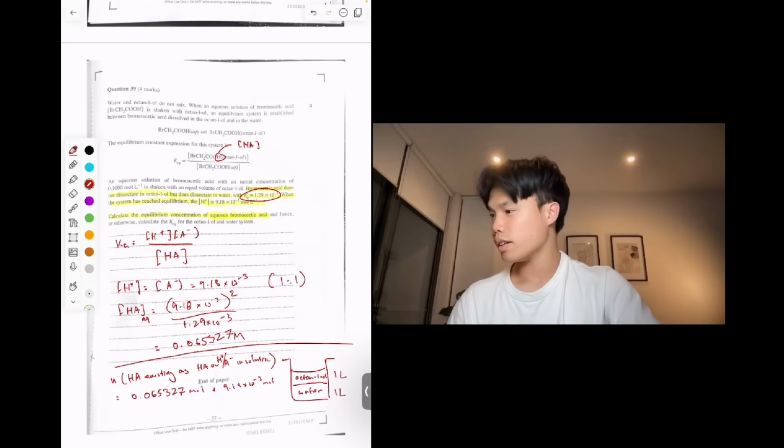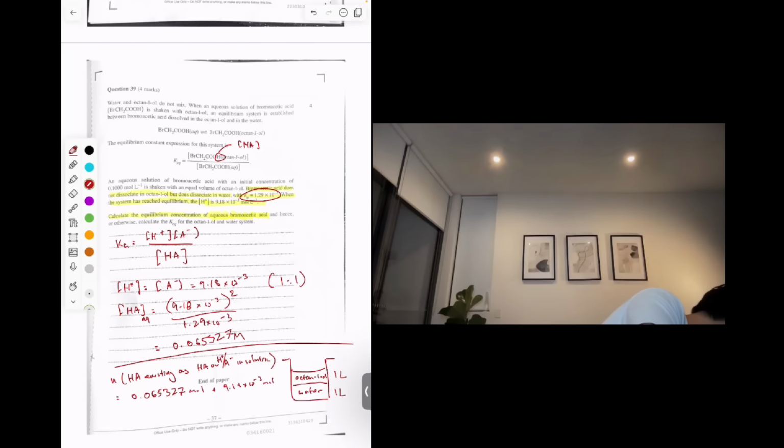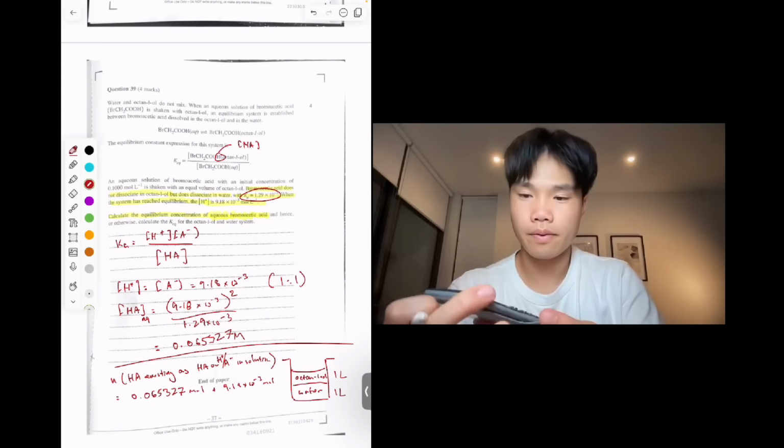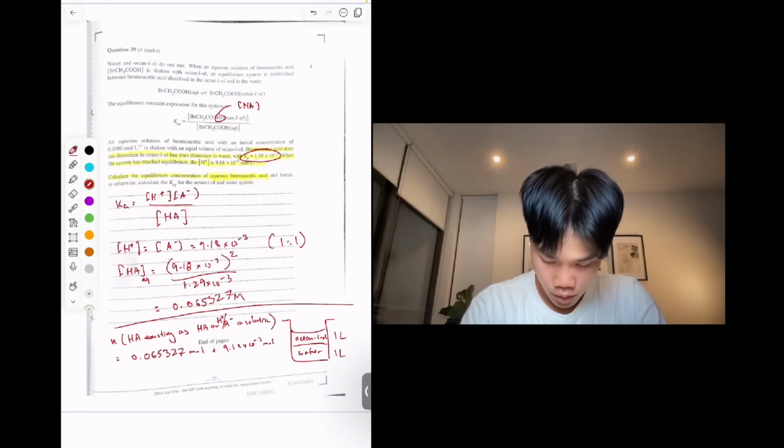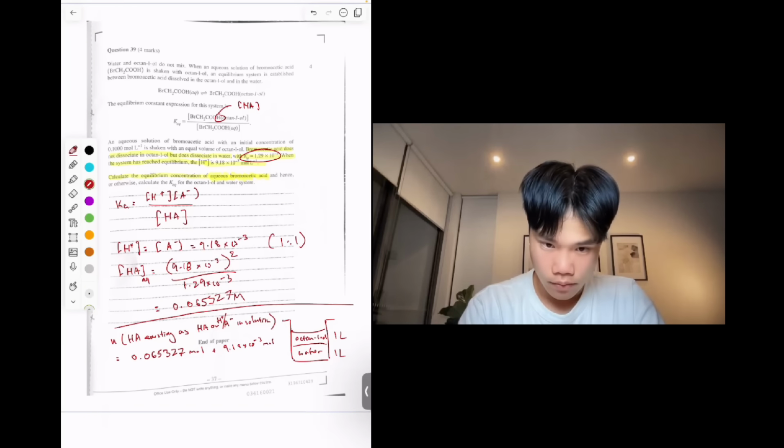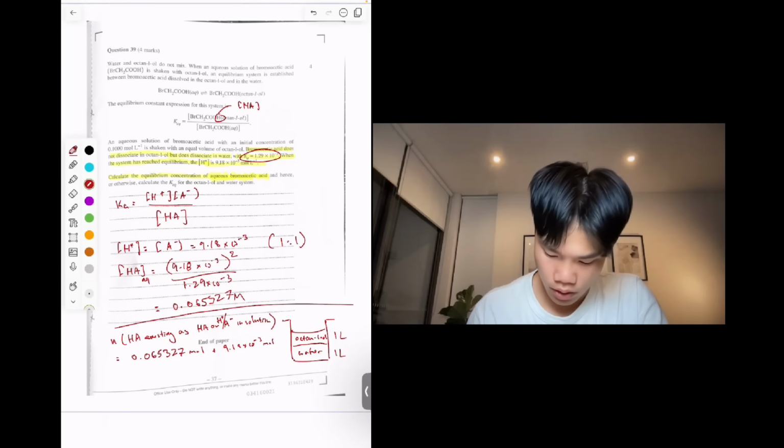Calculator is dead. I have to get a new one. Okay. So we have 0.065327. Let me get the exact number. The new calculator, 9.18 times 10 to the negative 3 squared, over 1.29 times 10 to the negative 3 gives this exact number. I'll store it as A.